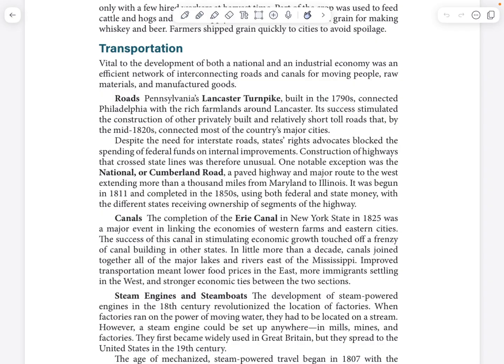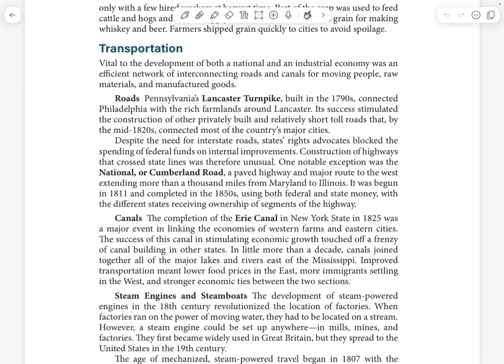Despite the need for interstate roads, states' rights advocates blocked the spending of federal funds on internal improvements. Construction of highways that crossed state lines was therefore unusual. One notable exception was the National or Cumberland Road, a paved highway and major route to the west extending more than 1,000 miles from Maryland to Illinois. It was begun in 1811 and completed in the 1850s, using both federal and state money, with the different states receiving ownership and segments of the highway.